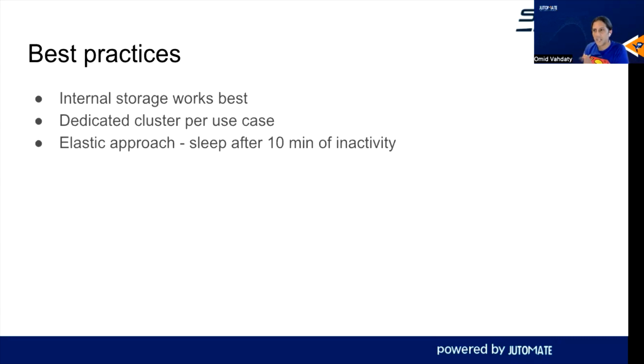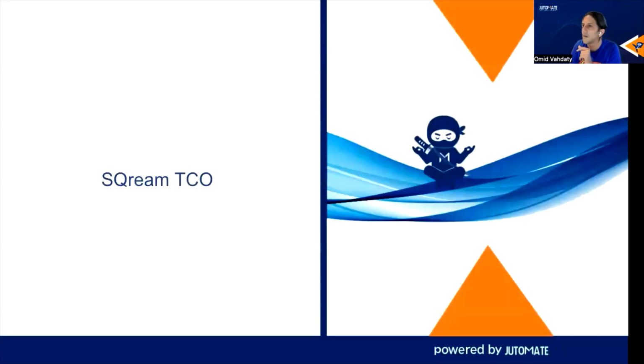You want to have a dedicated cluster per use case. That means when you use SQream, you can have several deployments, and you can also consider that as a highly specialized cluster for your workloads or research or your embedded BI. You should consider also the elastic approach when you're not using it. Any questions before I switch to the TCO analysis?